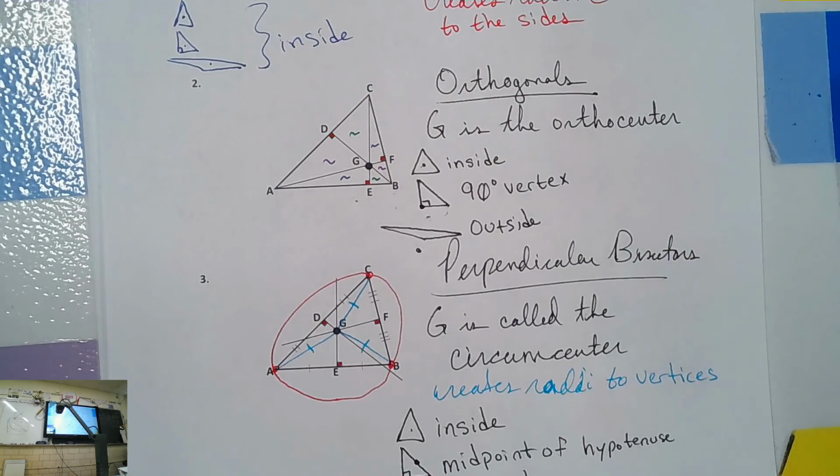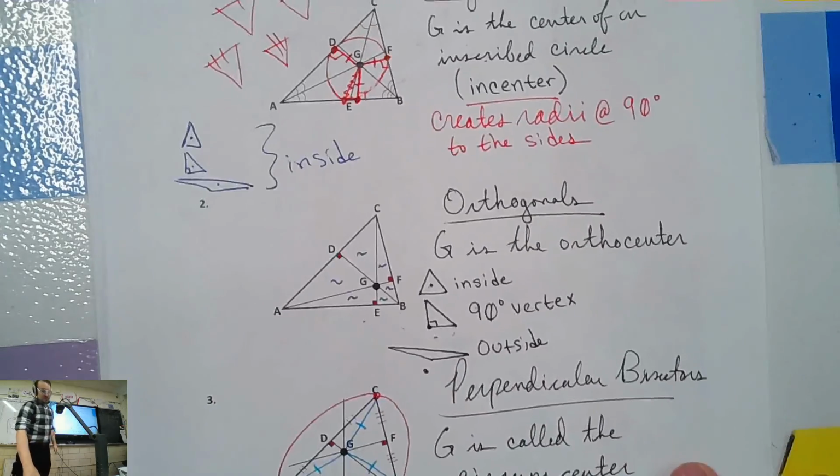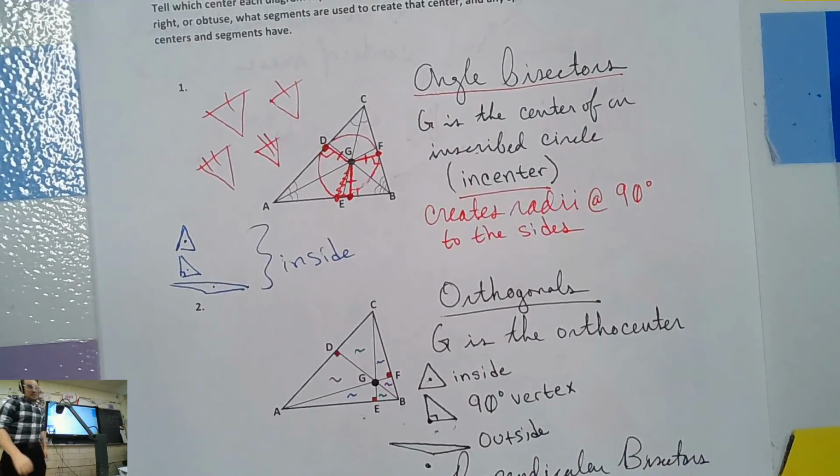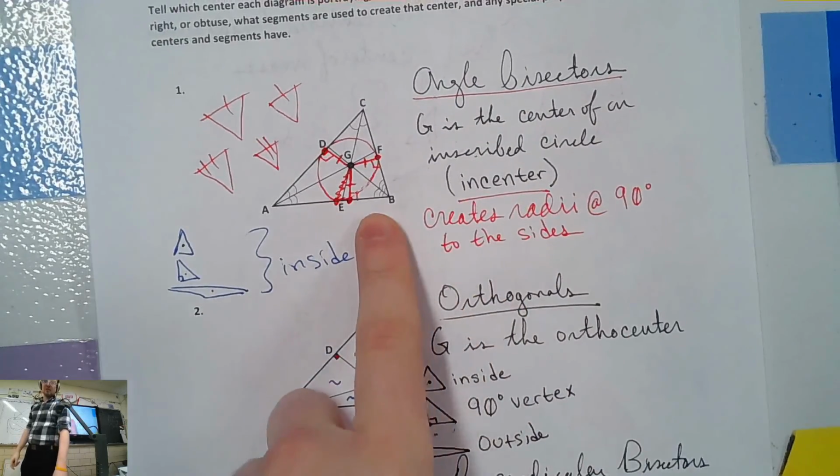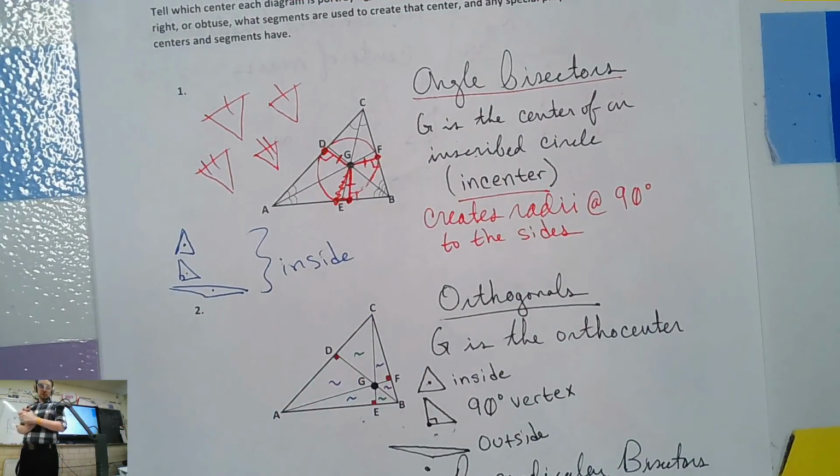This is what you need to know. You need to know what centers are what. You need to know what makes the centers, right? Angle bisectors, orthogonals, whatever. The special properties of them, like where the center is located, depending on which triangle we're talking about.